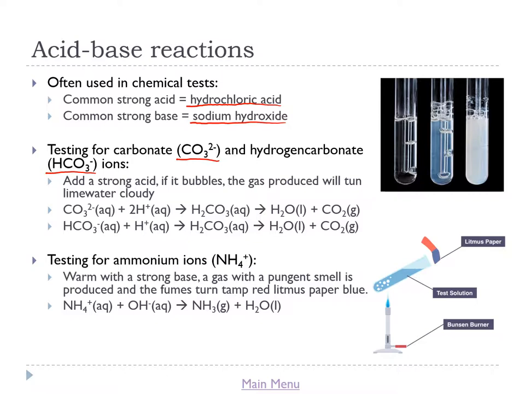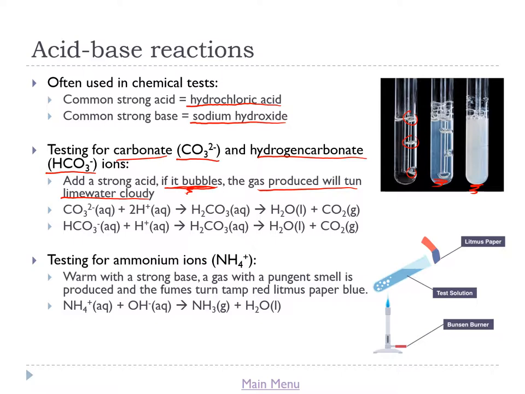Now, if you add a strong acid to one of these solutions, it should bubble, okay? But there are lots of times that you add acid to things and it bubbles. So the bubbling isn't enough on its own. What you have to do then is pass the gas through lime water, which is a solution of calcium hydroxide. And if you do that, the lime water will turn cloudy. So you can see that here. You can see the bubbles of gas being passed into the solution. And you can see it getting gradually cloudier and cloudier, demonstrating that the gas was carbon dioxide. And therefore, we had either a carbonate ion or hydrogen carbonate ions present in solution.